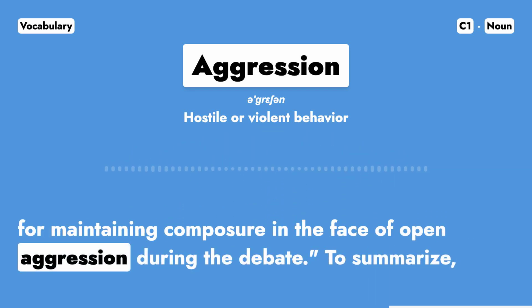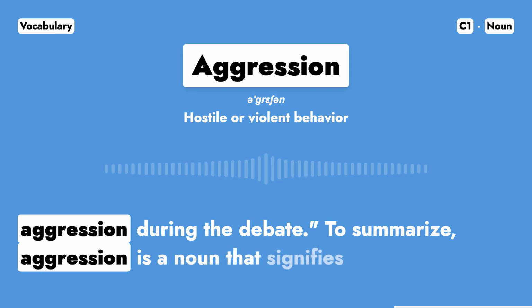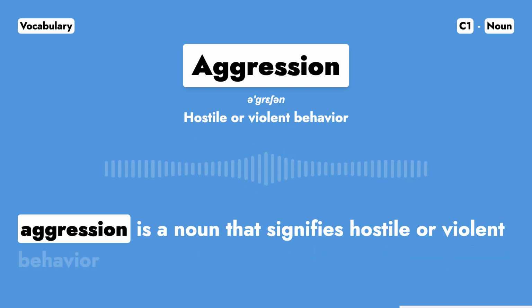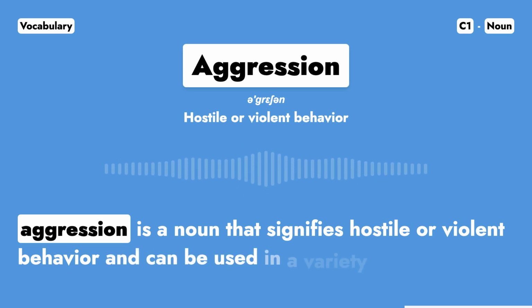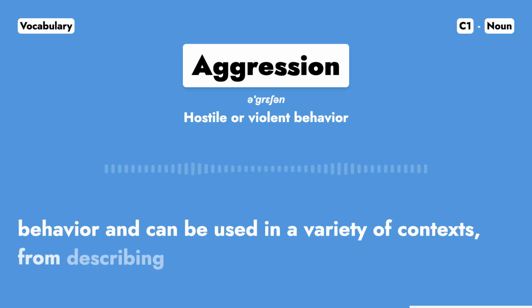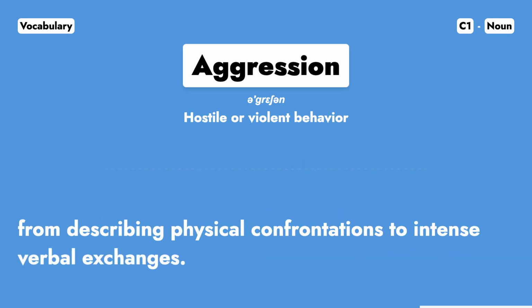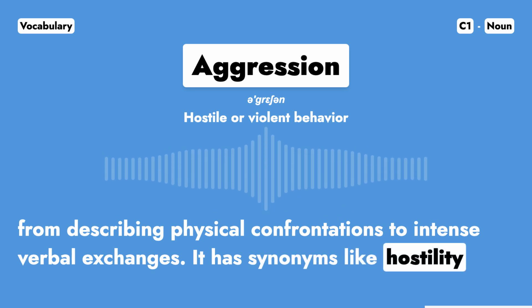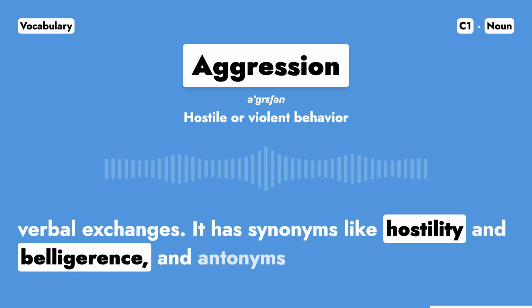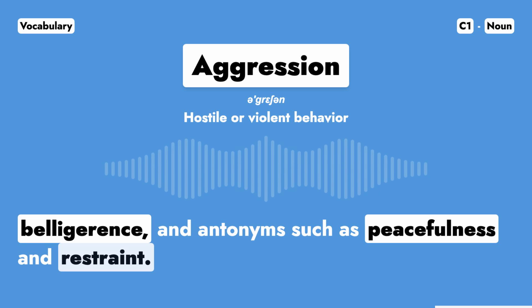To summarize, aggression is a noun that signifies hostile or violent behavior and can be used in a variety of contexts, from describing physical confrontations to intense verbal exchanges. It has synonyms like hostility and belligerence, and antonyms such as peacefulness and restraint.